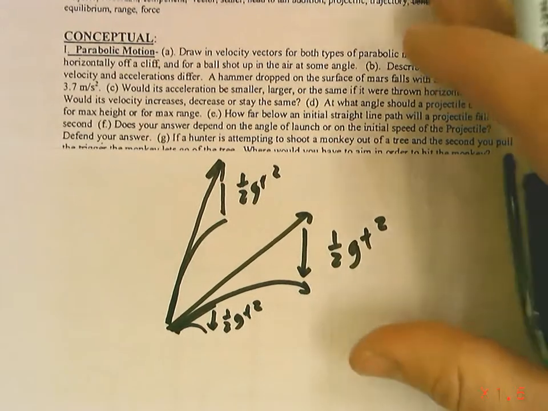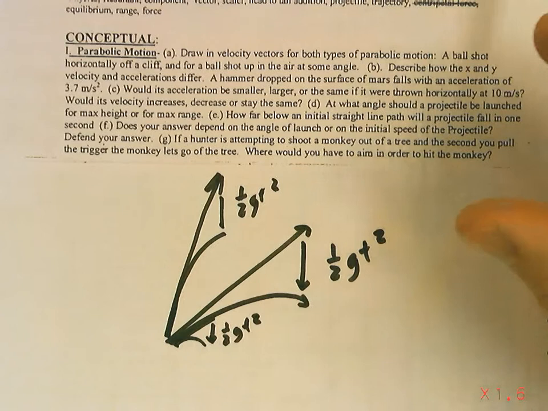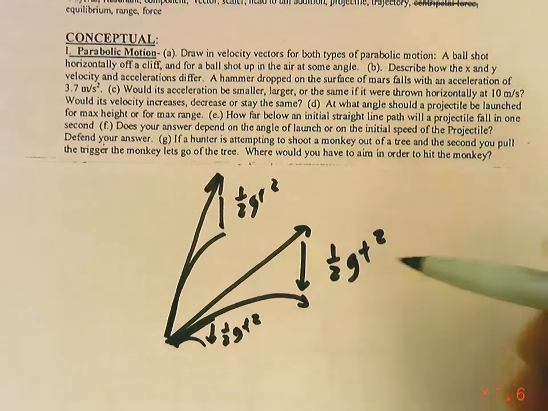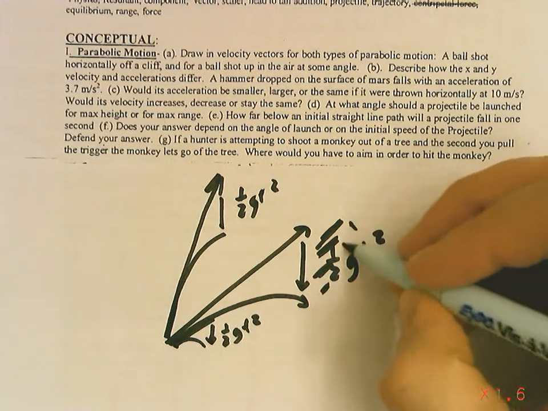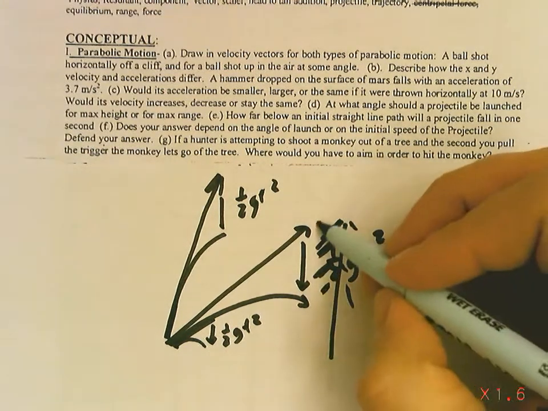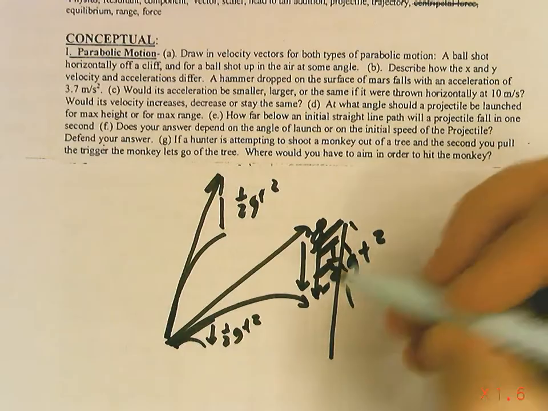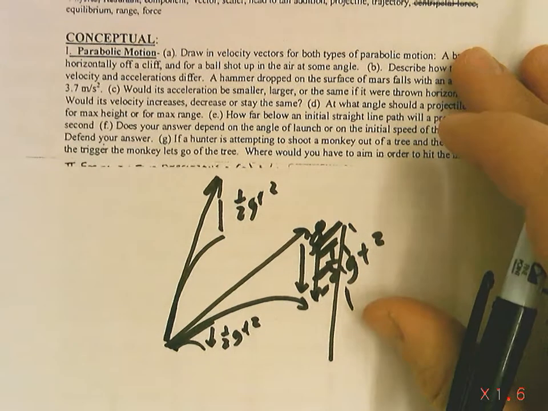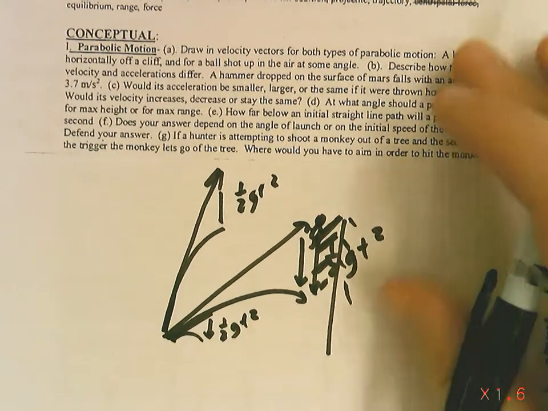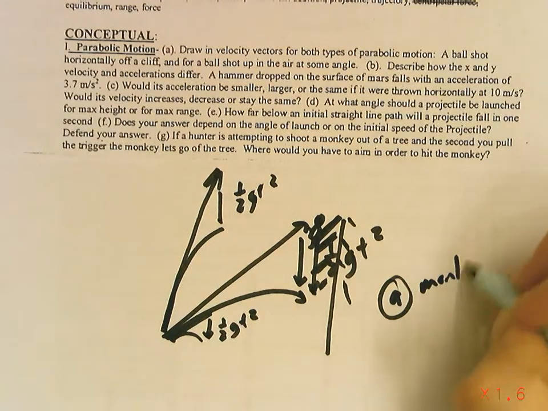So if a hunter is attempting to shoot a monkey out of a tree, and the second he pulls the trigger, where should he aim? If there's a monkey right here in the tree, and the monkey lets go of the tree, he's still going to fall at that same rate, 1/2 gt squared, and the bullet will hit the monkey. So you want to aim for the monkey, not above, not below, but at the monkey.